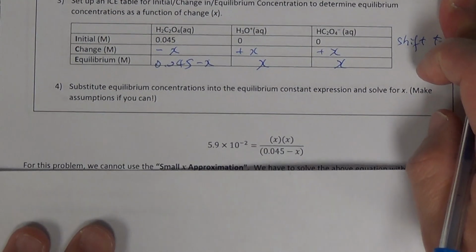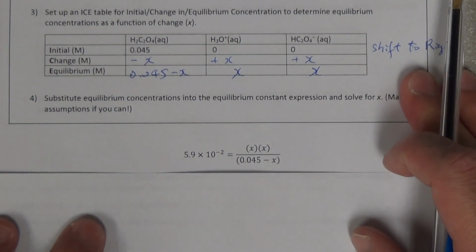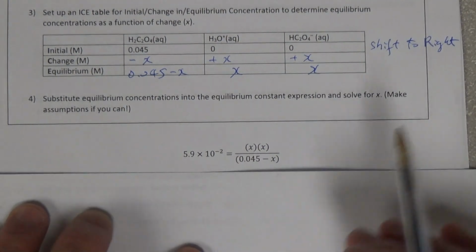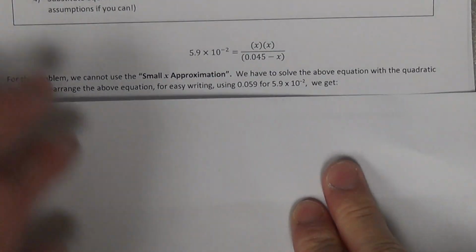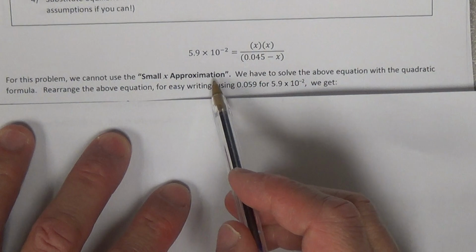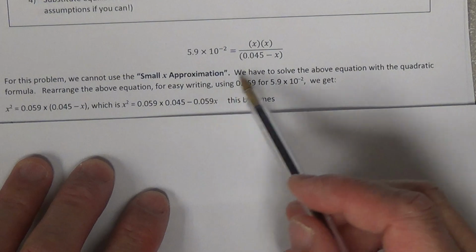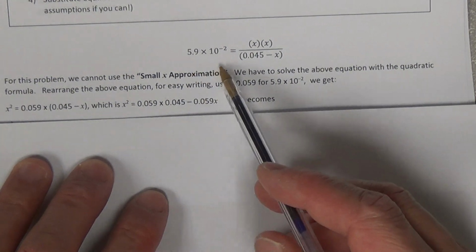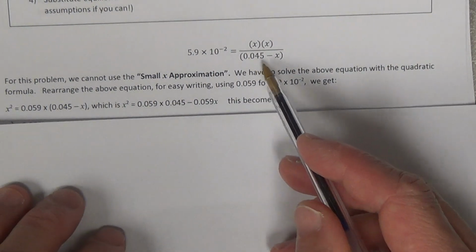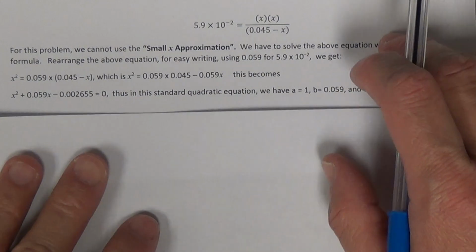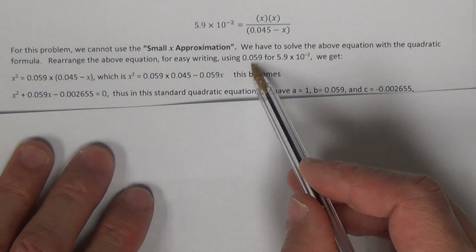And then we substitute this into the equation, we get this equation. So this again will be a quadratic equation. So this time we have to use the quadratic formula to solve it. Because for this problem, we cannot use the small x approximation to drop this x here, because this Ka is not so small. If you times 100 times this Ka, it will not be smaller than this 0.045. So for simplicity, we don't use the scientific notation for this number, we just write 0.059.